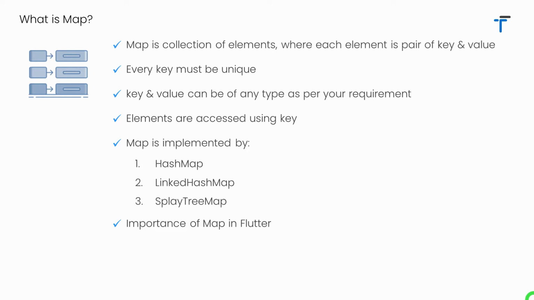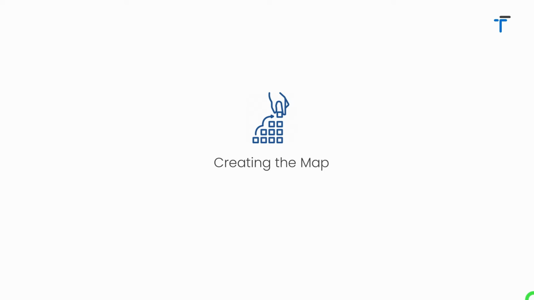JSON stands for JavaScript Object Notation. And believe me guys, this JSON object is actually the map in the case of Dart. Now, let's talk about how to create a map. Basically, Dart supports a variety of ways for creating the map. So, let me explain one by one in detail.